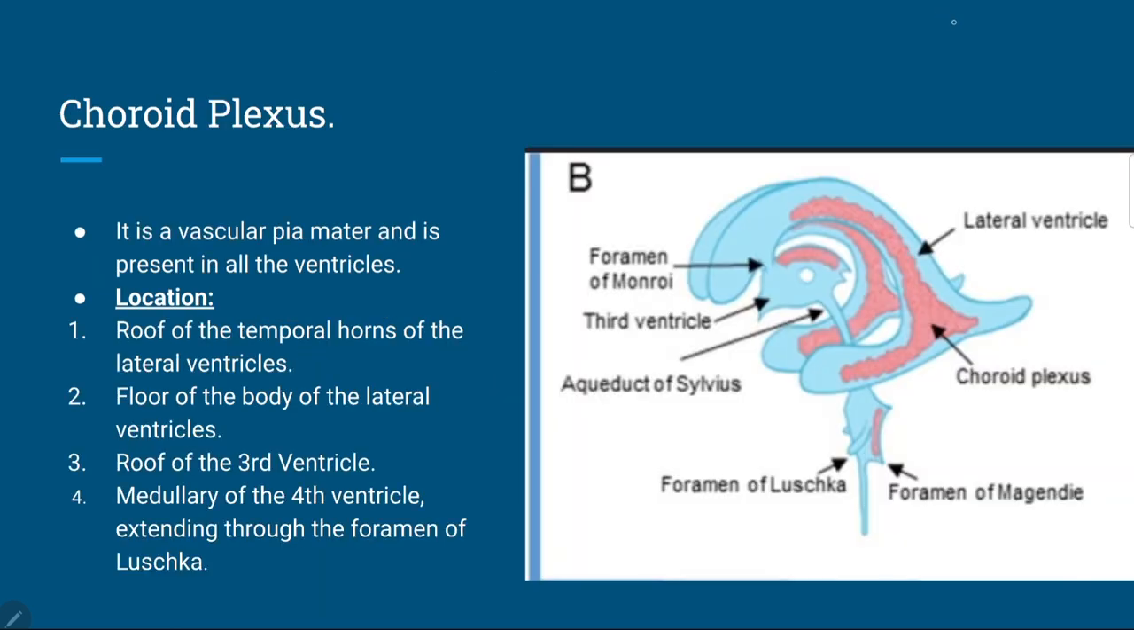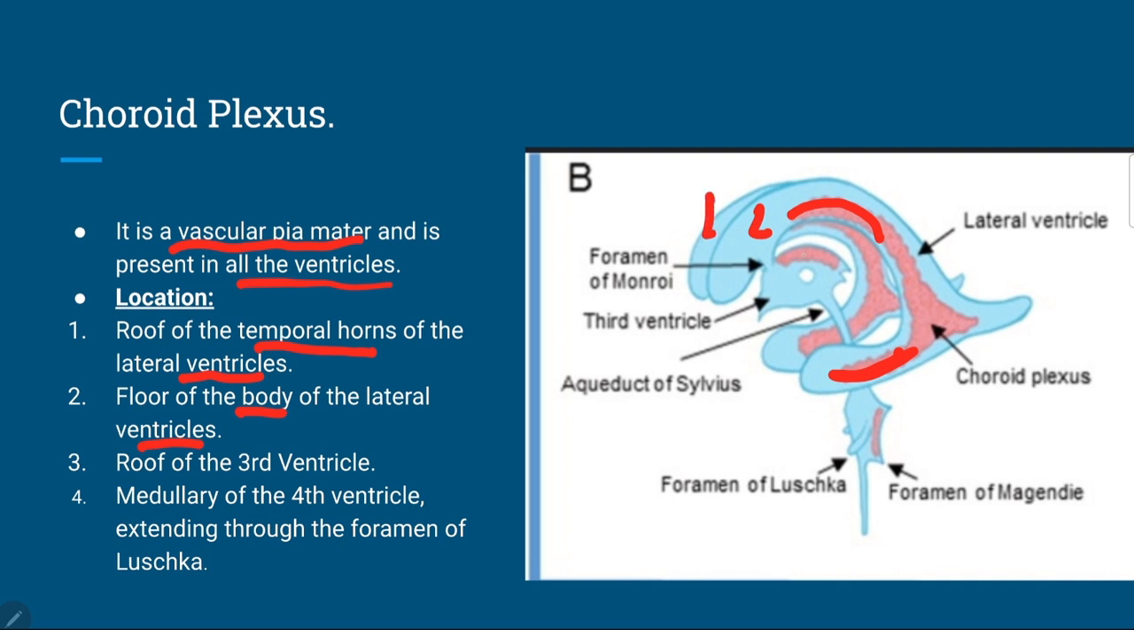So let's look at the choroid plexus. The choroid plexus is very important. It is basically a vascular pia mater, and it is present in all the ventricles. The location of the choroid plexus is also very important. In the lateral ventricles, it is present in two places. One is the temporal horns, and the second is the floor of the body of the ventricles. So this is the lateral ventricle right here. So the floor of the body and the lateral horns or inferior horns, this is where the choroid plexus is present. So it's on both sides.